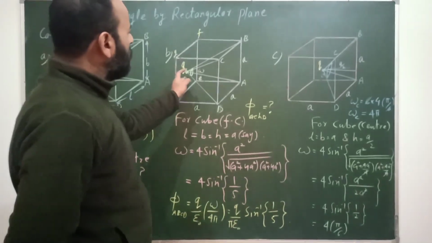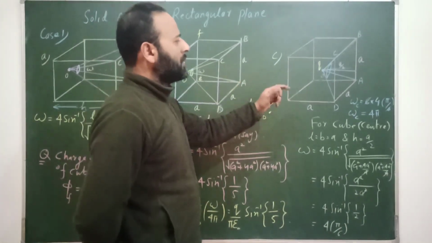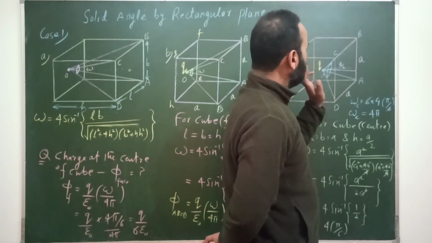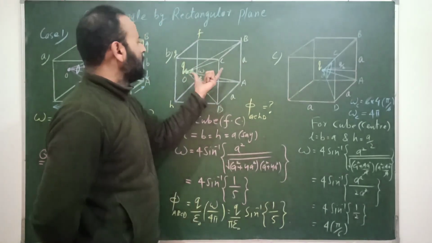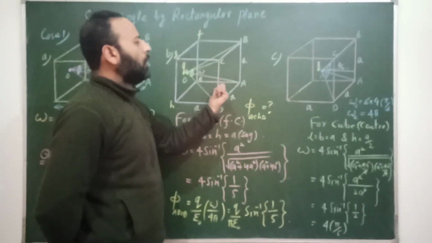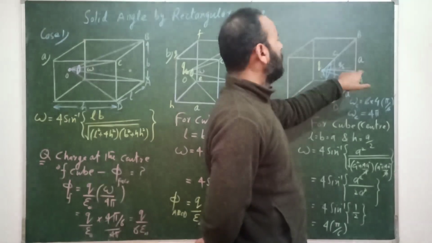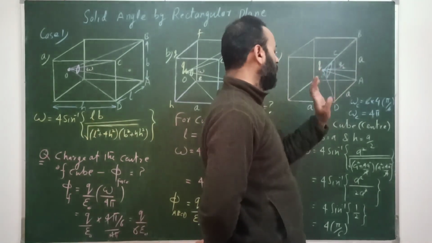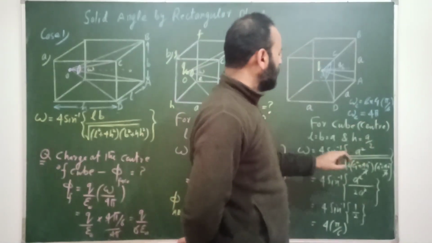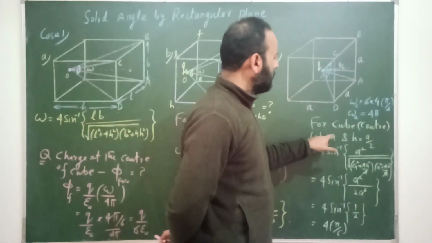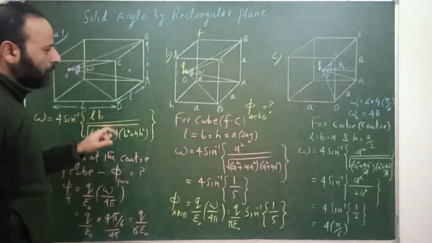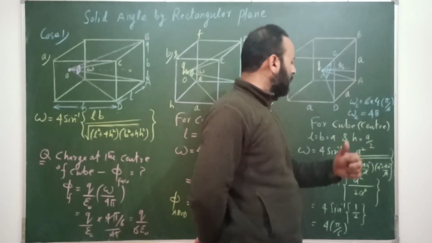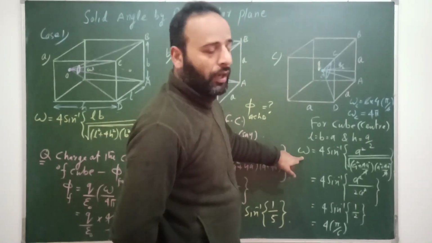Now, if I take this point towards this face, say at the center of the cube, that is the third case, at the center of the cube, that means I am making this edge length now half. So the distance of the point O from the surface is only A by 2, not A, right? So for the cube center, we have L is equal to B is equal to A. So in this formula, if we use L is equal to B is equal to A, and H is equal to A divided by 2, then we can find the solid angle here.